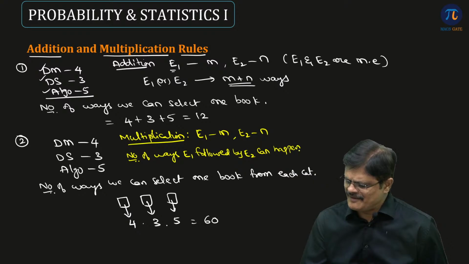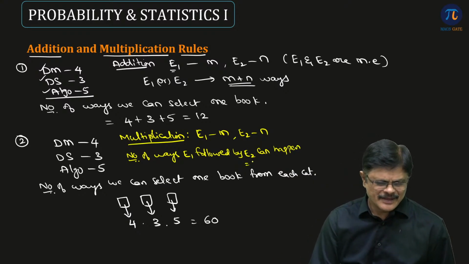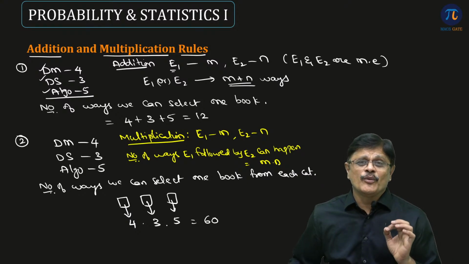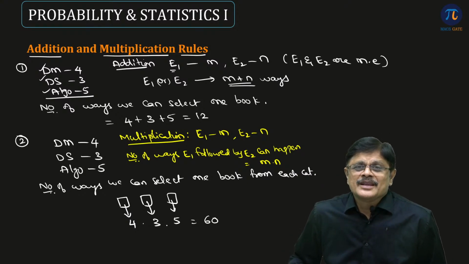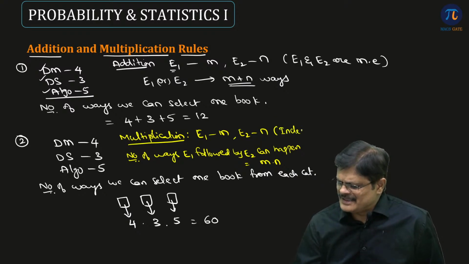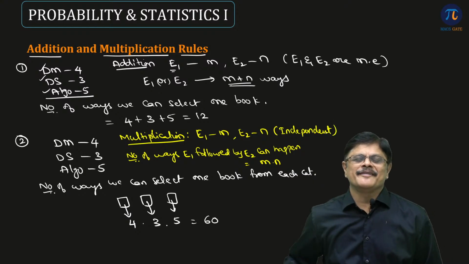How many ways can E1 followed by E2 happen? That is given by m into n. And here one important thing is, the events must be independent events.